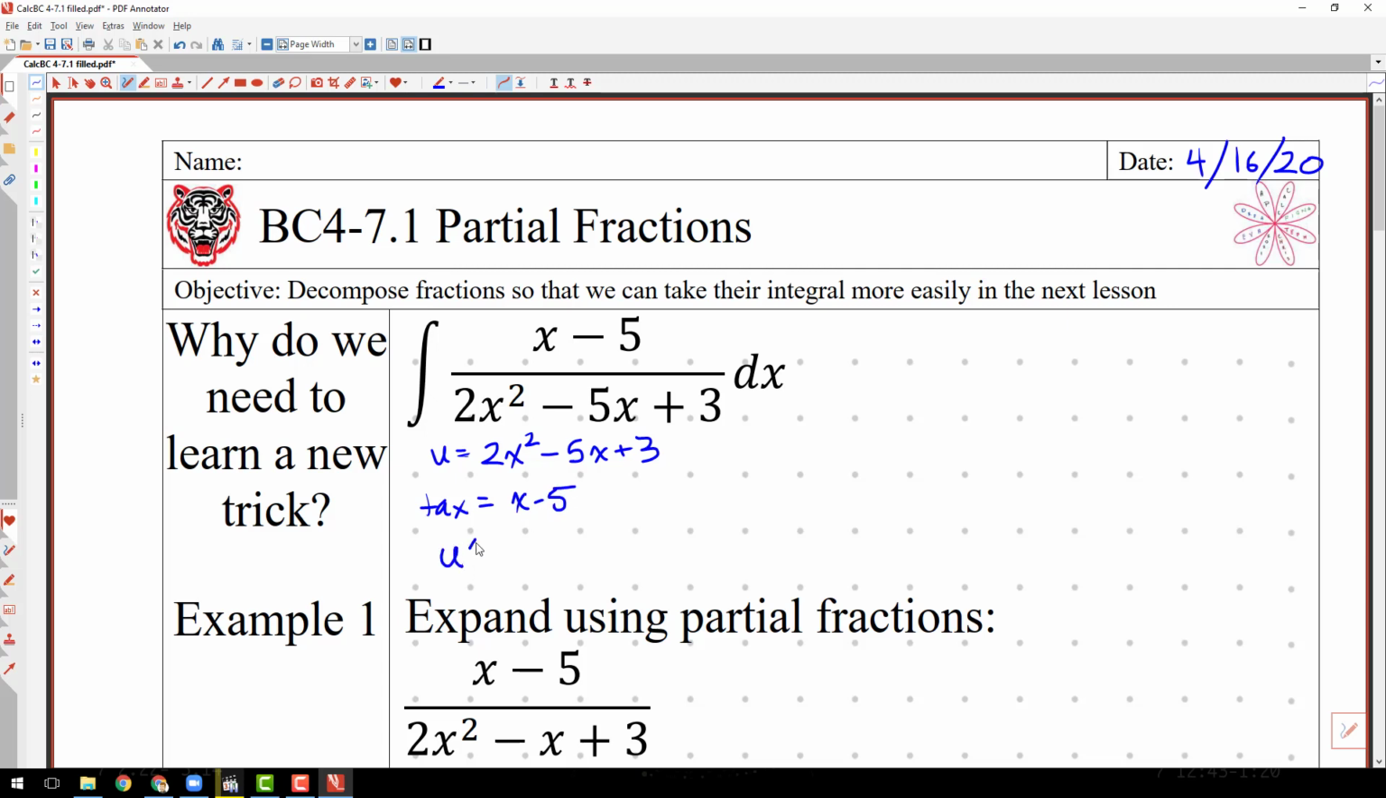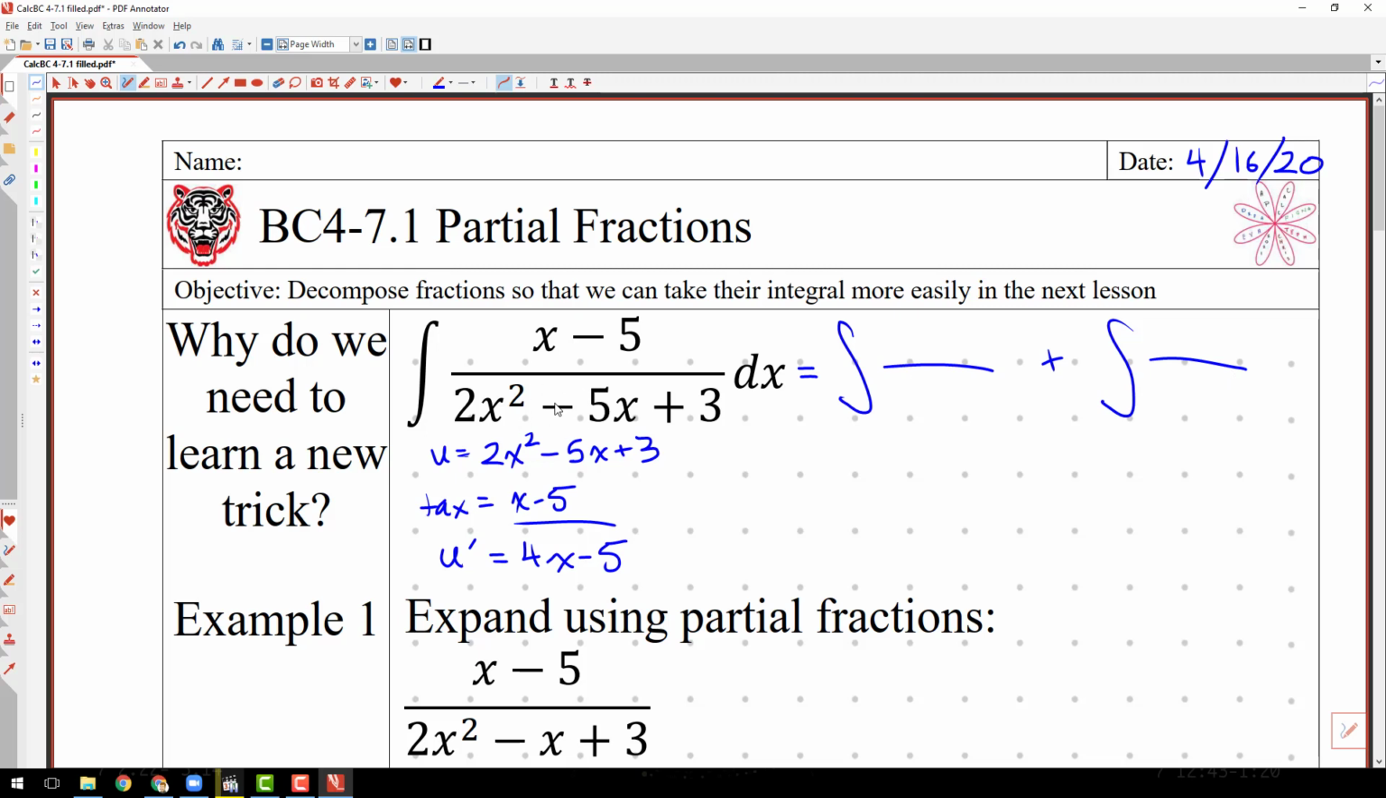And then u prime, the derivative of this u up here, is 4x minus 5, which is really close. They don't cancel out though. I'm paying taxman a variable rate. Taxman has failed. So what's the goal? What's the strategy to solve this type of problem? The general idea is to break it into two integrals: one integral plus another integral where I have fractions.